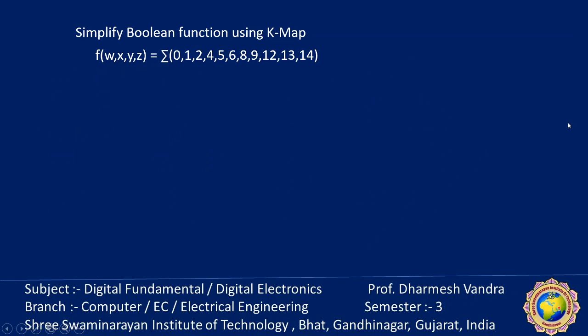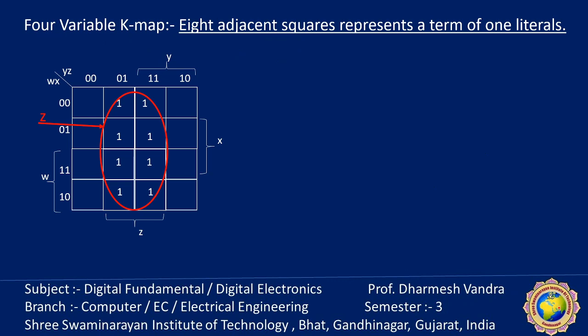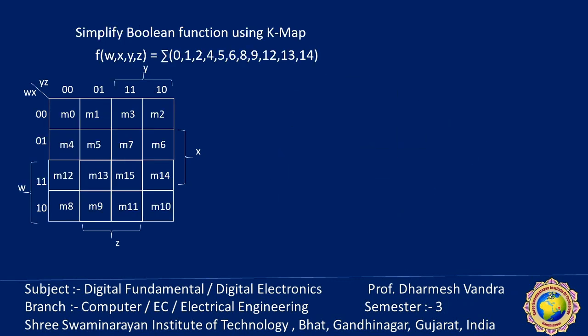16 minterms are there. Let's see how this is helpful to solve and simplify a function. Suppose the function is given with 4 variables w, x, y, z. The minterms are listed in the sum, marked by ones in the map. Let's see. Here all the minterms are there.